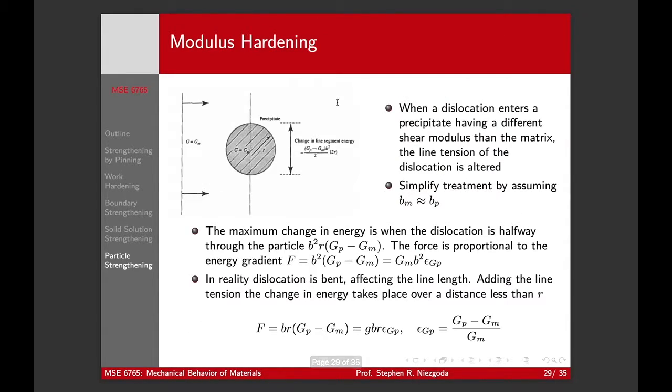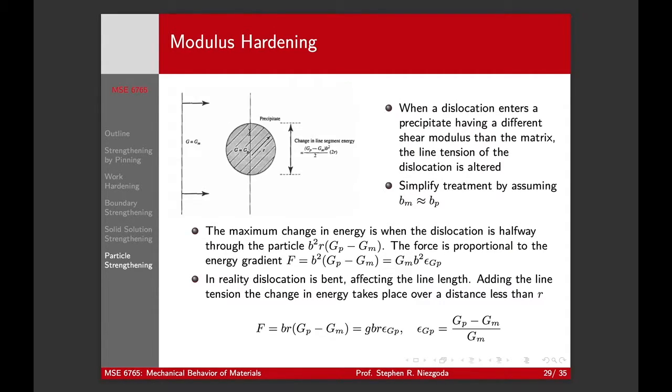We also have modulus, right? The precipitate has a different elastic stiffness than the matrix around it, right? So the line tension of the dislocation is going to be altered when it goes through. For right now, we're just going to simplify the treatment by saying that the Burgers vector is the same in both. Okay?